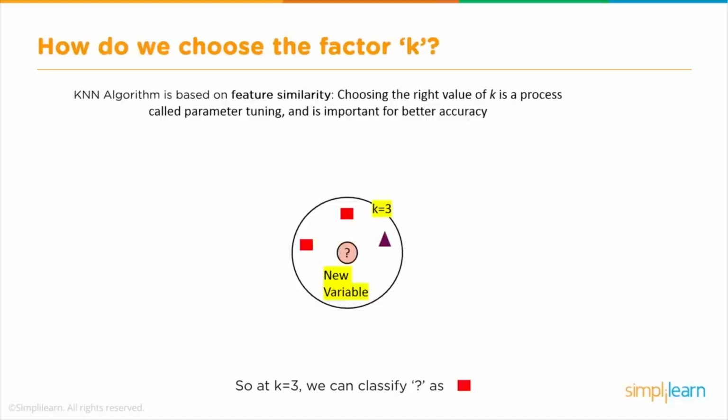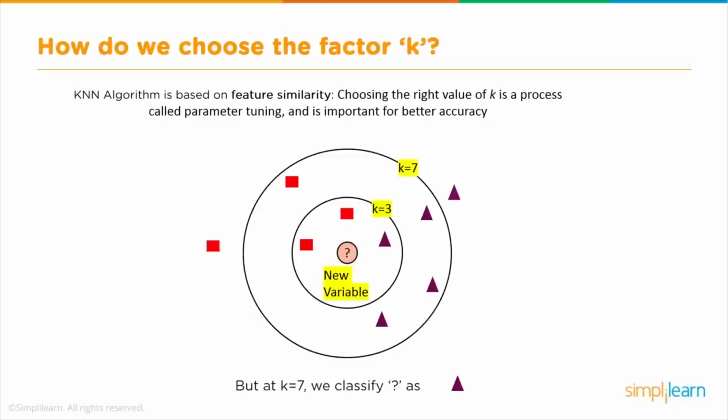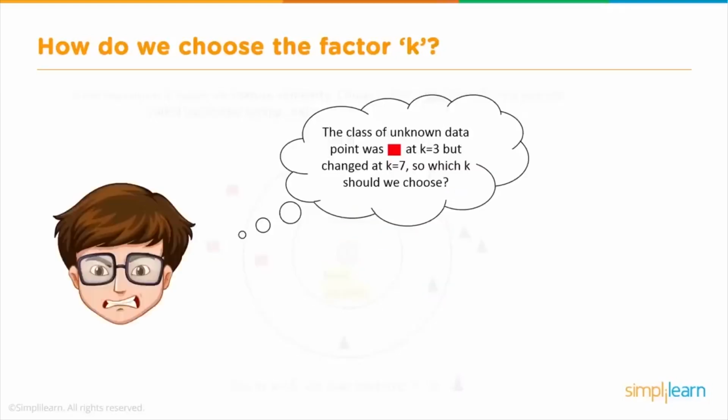Is it a square or, in this case, a triangle? If we set k equal to 3, we're going to look at the 3 nearest neighbors and say this is a square. If we put k equal to 7, we classify it as a triangle, depending on what the other data is around it. As the k changes, depending on where that point is, it drastically changes your answer. So how do we choose the factor of k?